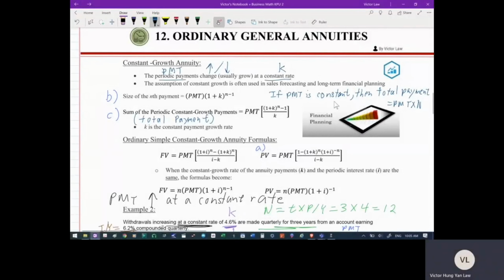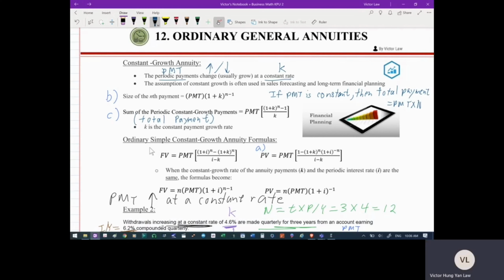So before, what we learned is that if payment is constant, then our total payment is the payment amount times the number of periods. So this was the formula that we used to calculate total payments when the payment amount is constant for each period. So the payment amount is the same for each period. But with the constant growth annuity, our payment increases or decreases every period. So therefore, to calculate the total payment, we use this formula here, and we call it the sum of the periodic constant growth payment. And that's just the formula that we use to calculate total payment for constant growth annuity.